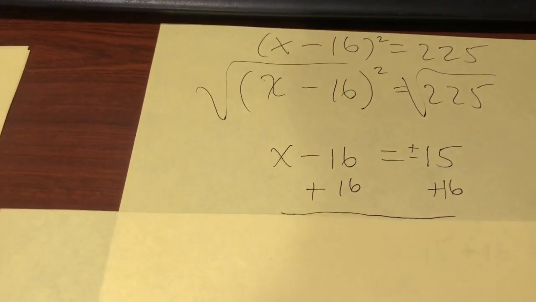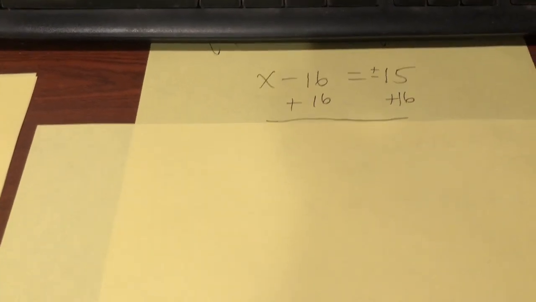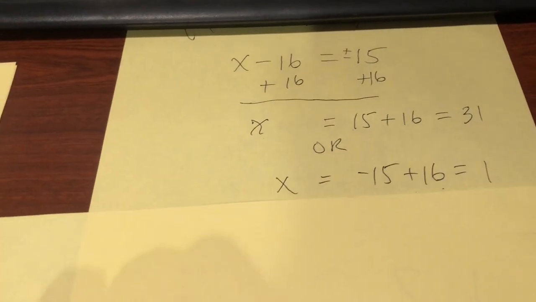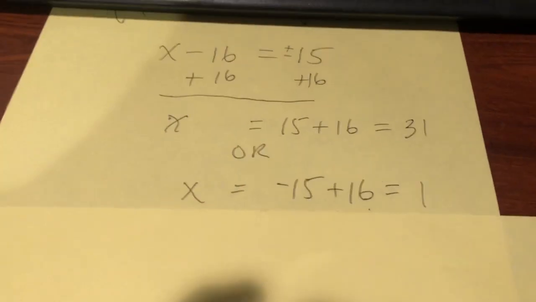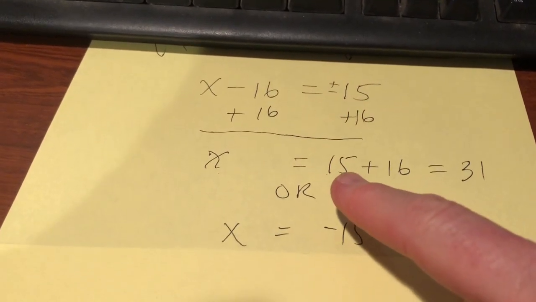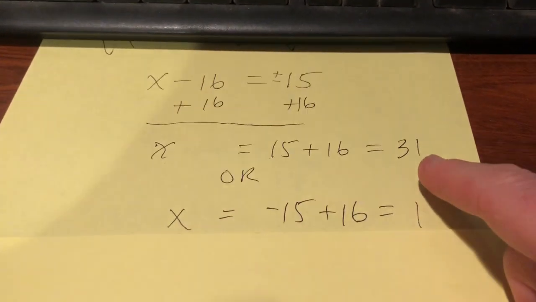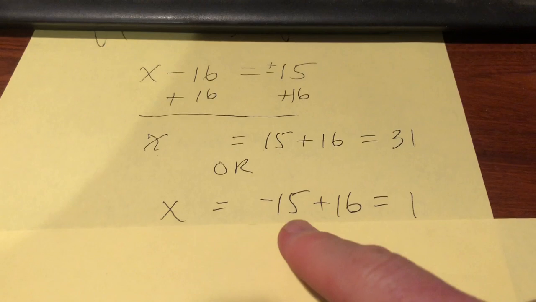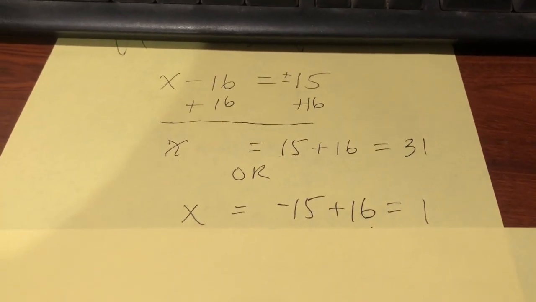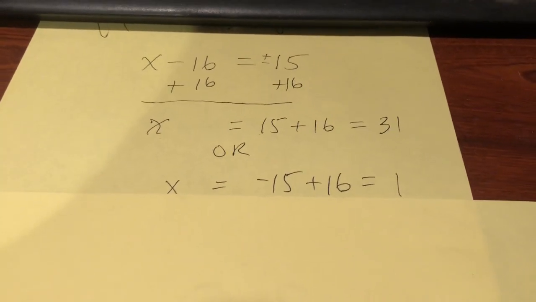So now we add 16 to both sides, and what's going to result is two answers. It's kind of like the first one we did tonight. You can see here we have plus or minus 15. Therefore, 15 plus 16 gives us an answer of 31, and negative 15 plus 16 gives us an answer of 1. So the two roots, or two answers, are 1 and 31.